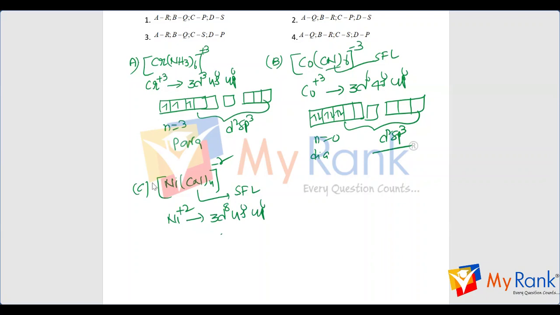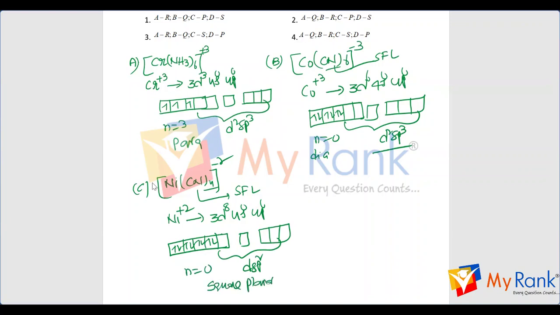And the CN is a strong field ligand, therefore pairing takes place against Hund's rule: 1, 2, 3, 4, 5, 6, 7, 8. The hybridization is dsp2, because coordination number 4 hybridization is dsp2, and n is equal to 0, and the geometry is square planar and diamagnetic. Square planar and diamagnetic.